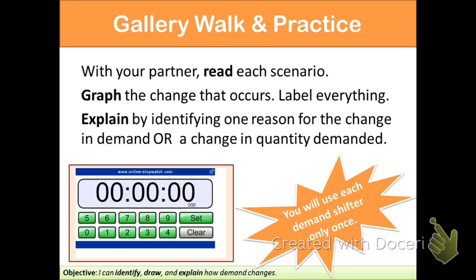Okay, so then what we did is we looked at 7 different scenarios. Students worked together and circulated around the room, reading the scenario, graphing the change that occurs, and then explaining what was the factor, what was the non-price factor, or if price changed, show that quantity demanded changed. And you're going to use each of the shifters once and only once. And so after you've had a chance to go through those, I will go through the answers right now.